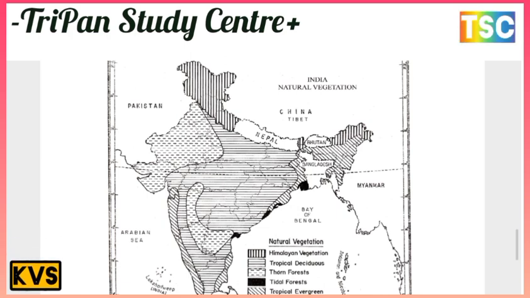This is the most important one shown on your screen. Thorn forest is mainly found in the Rajasthan side and Gujarat and some parts of central India. Tidal forest is found mostly on the Calcutta side. And tropical evergreen forest is found on the Kerala side and some parts of Maharashtra. This is important for Indian vegetation.